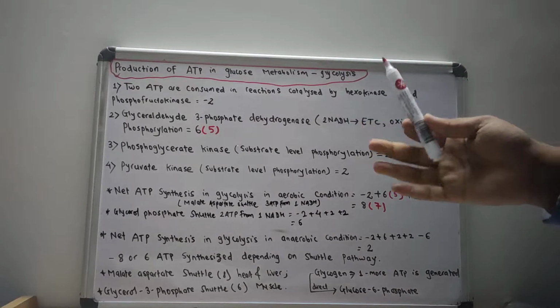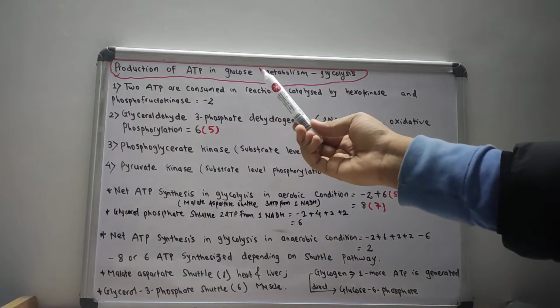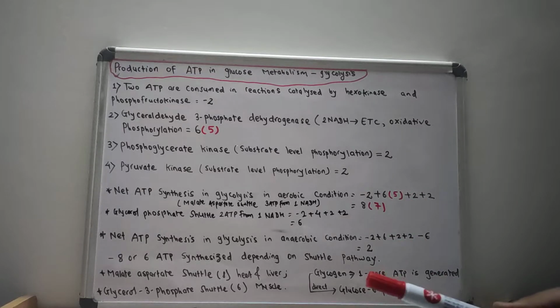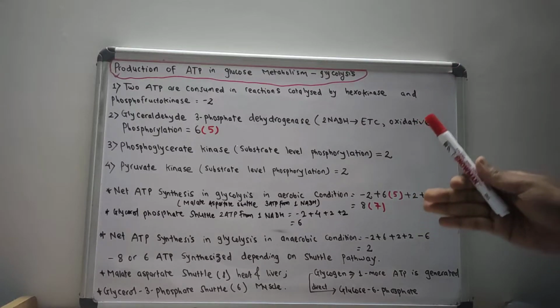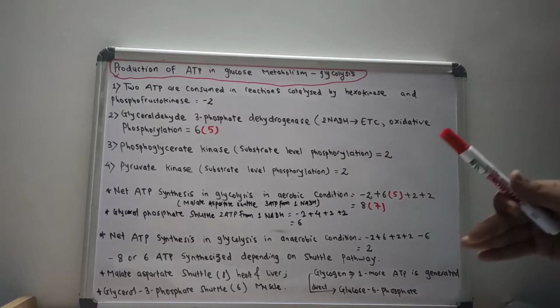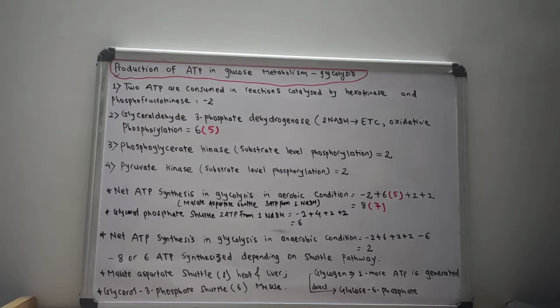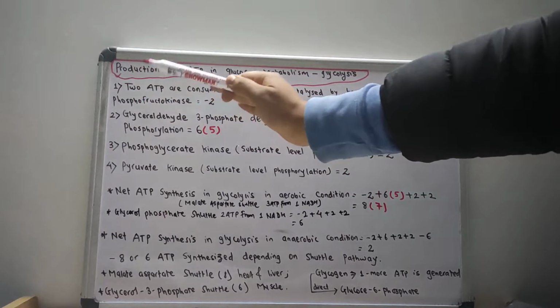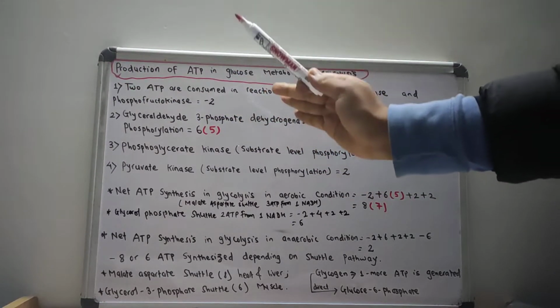So first let us discuss the consumption of ATP. In glycolysis, I have discussed that there are three phases: one is the energy investment phase, one is the splitting phase, and another is the energy generation phase. The net ATP production is the total ATP of the energy generation phase minus the ATP of the energy consumption phase. So first let us discuss the energy consumption phase.